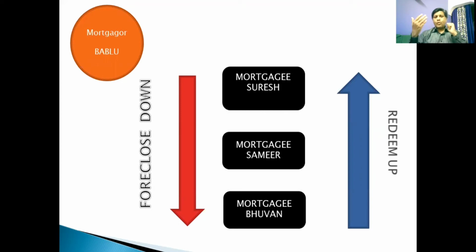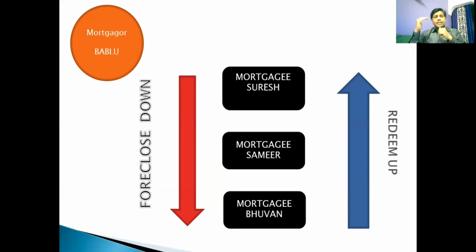In case they foreclose, what will be the situation? Suresh's debt will be cleared first, then the leftover money will be paid to Mr. Samir, and then Mr. Bhuvan will get any money that is leftover after the payment made to Samir. If an amount is leftover, then Mr. Bhuvan will be entitled to the mortgage money. That is foreclose down.